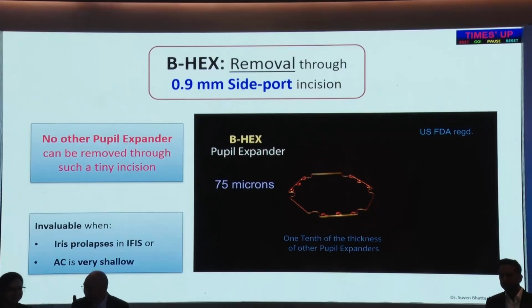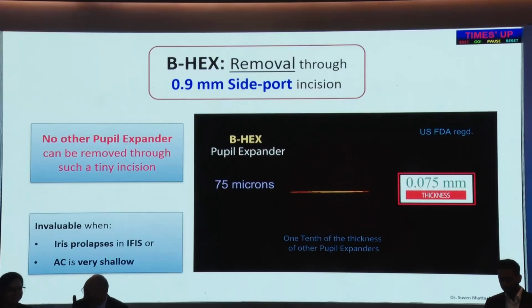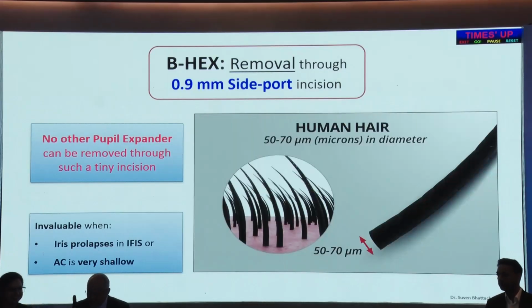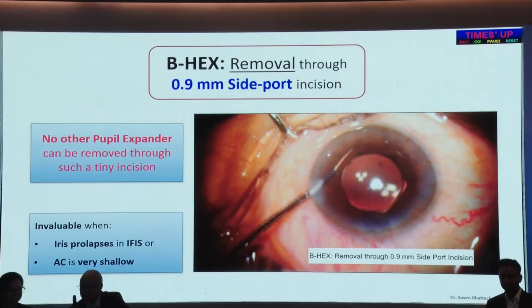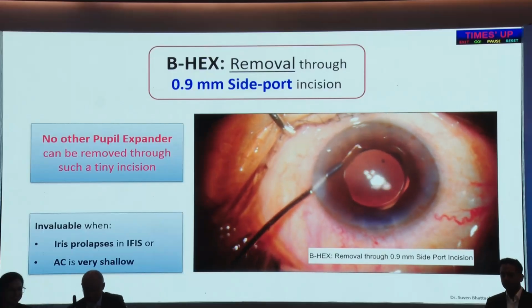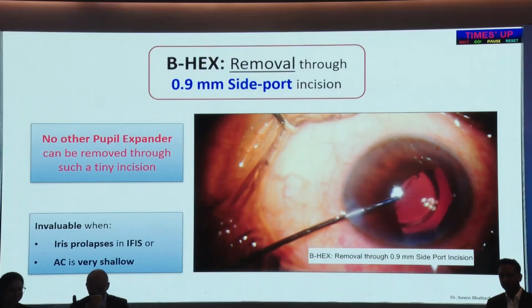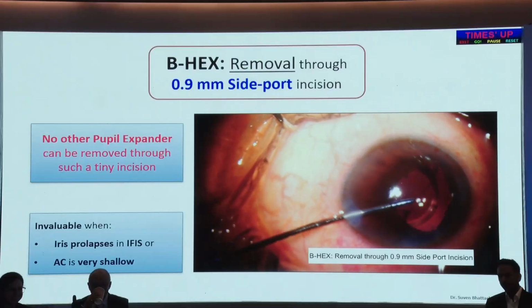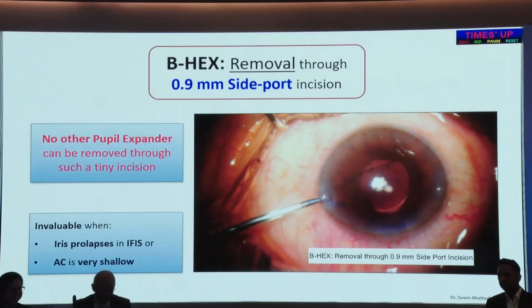And it can be removed through a side port. 0.9 mm side port. It's 0.075 millimeters, thinner than a hair, and you can just grab the flange with your BX forceps, advance it centrally a little, disengage the two notches, and it just literally walks out of the side port.